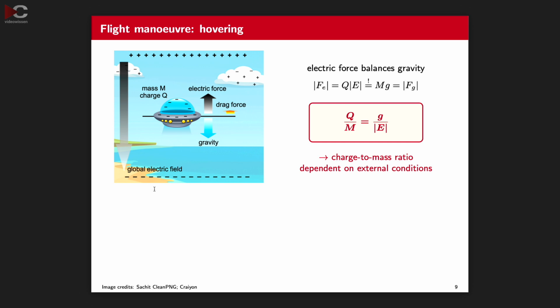So let's balance these two forces as shown on the right-hand side of the slide, where we have the electrical force, which is Q times the electrical field strength E, is equal to the mass times the gravitational acceleration of Earth. Then we can solve this equation for the charge to mass ratio of this UFO. And we find that this is completely determined by the external conditions. Namely, it's the ratio between g and E.